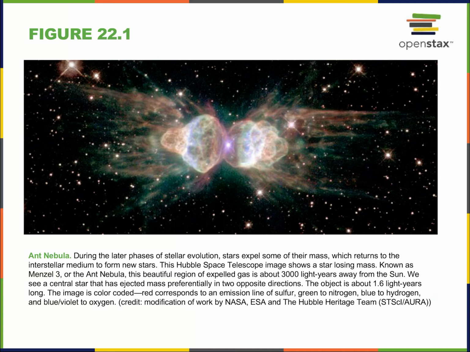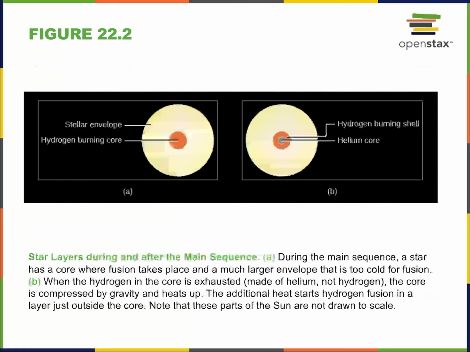So let's start off by looking at a nebula that represents the explosion of a star. Here we have what's called the Ant Nebula. It's a beautiful region of expelled gas, at a distance of about 3,000 light years from the sun. It's a bunch of ejected mass coming out in lobes. What's happening there? Well, it's a star that's shedding material. It's losing mass.